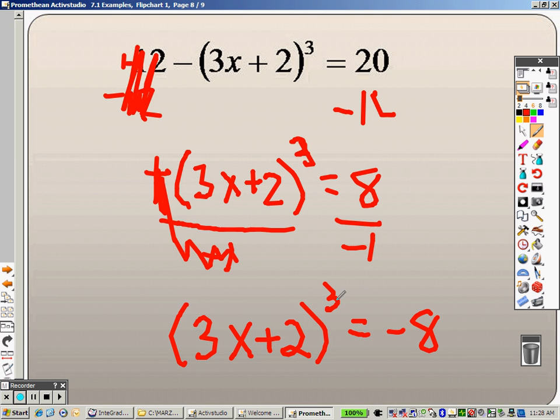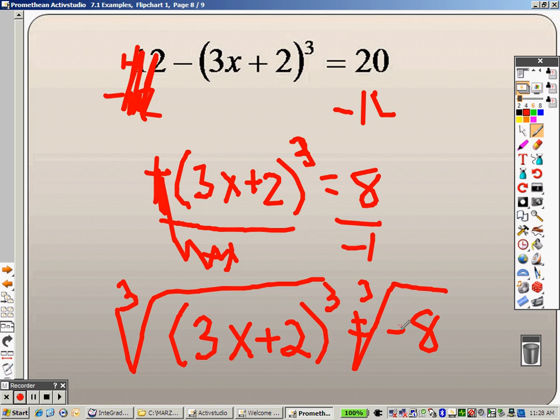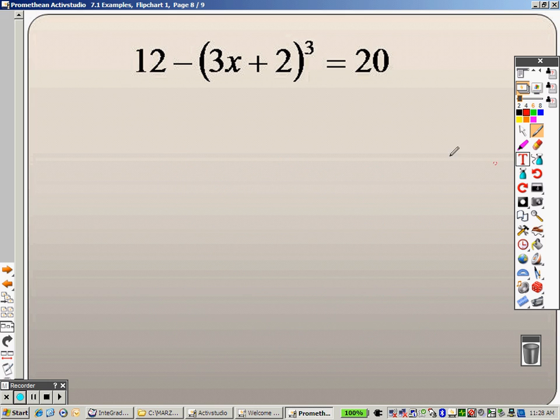Okay. Since it is to the third, the opposite of something to the third is the cube root. So I take the cube root of both sides, which means those are gone. And all I have left is the 3x plus 2. But the cube root is three numbers that multiply together to give you negative 8. Well, negative 2 times negative 2 times negative 2 works. It's odd, so there's only one answer that works, and that's negative 2. So really, here's what I end up with: 3x plus 2 equals negative 2.